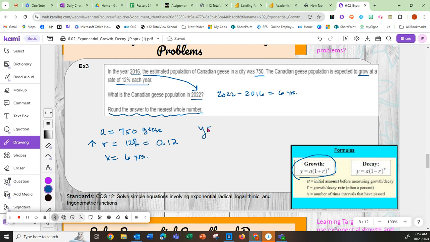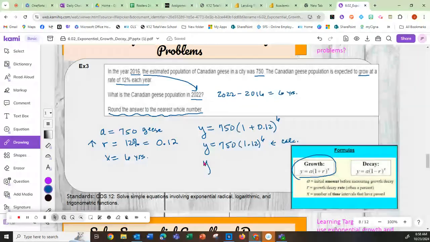So we'll plug into our formula y equals A, the initial amount, which is 750. And then it's going to be 1. Our rate is increasing, so it's going to be plus 0.12 to the 6th power. 6 is the time. Simplify what's inside parentheses. I get 1.12. Put this in the calculator. And I got 1480.36. And they did say round to the nearest whole number, which is this 0.